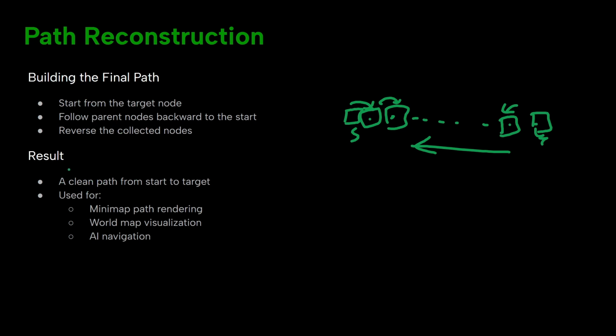Then the result is basically a clean path from start to target, which means a walkable path which is the shortest and optimum from start to target. And this path can be used for minimap path rendering, world map visualizations, or even AI navigation. In this course we are focusing on these two, minimap and world map path rendering and visualizations. In addition to that, you can implement AI navigation based on the same pathfinding mechanism.